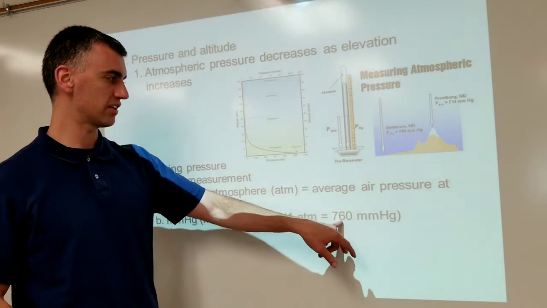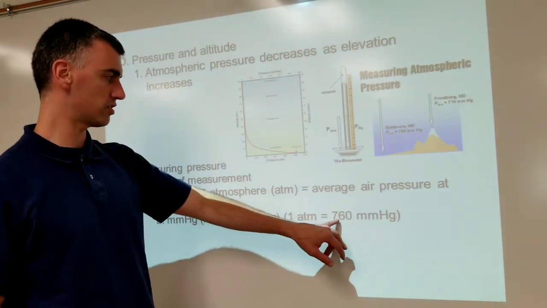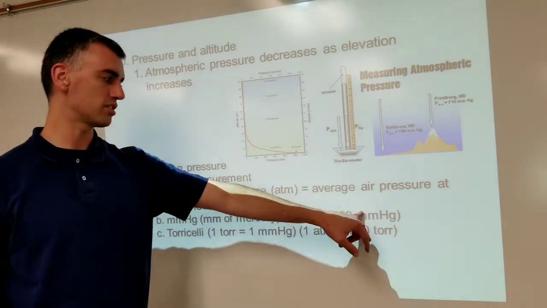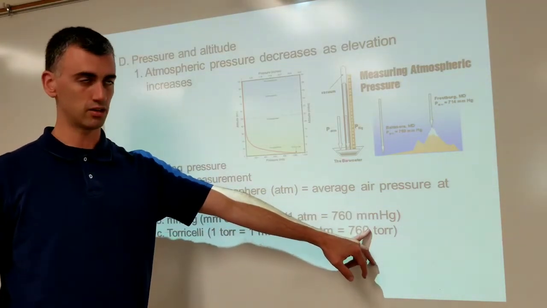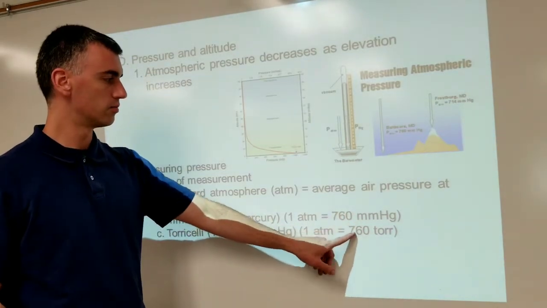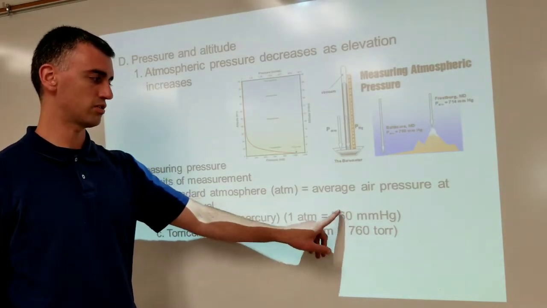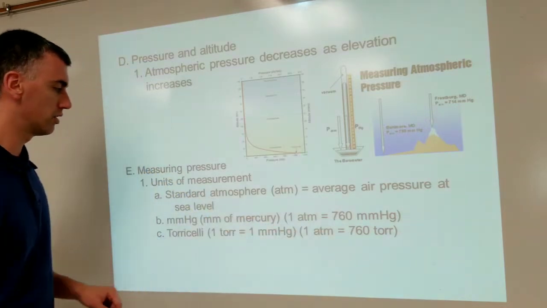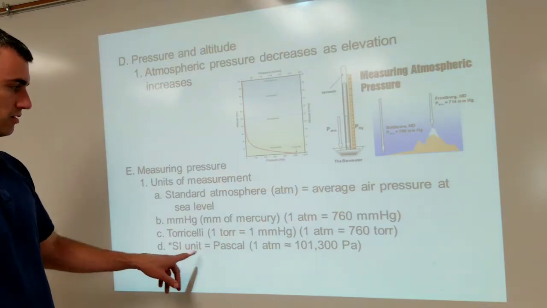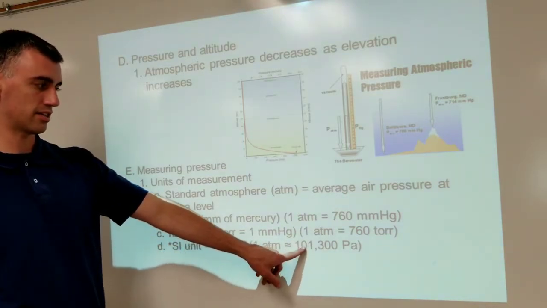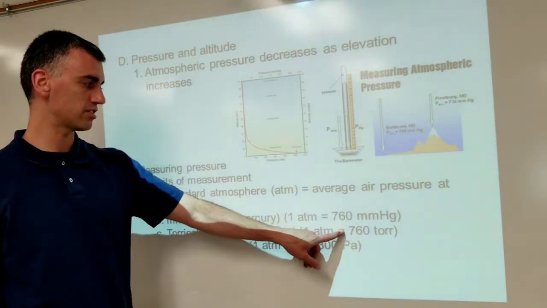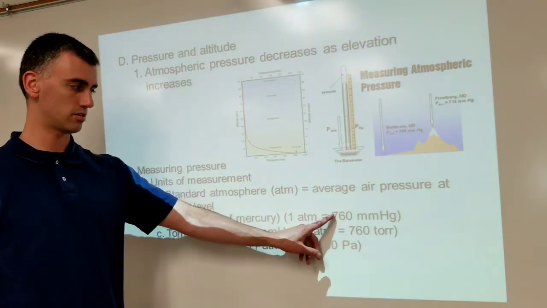Now you saw torr earlier. One standard atmosphere is 760 torr, which is actually the same as this, millimeters of mercury. These two measurements are equal. Regardless of the name, these are equivalent units, the same number. The SI unit, the pascal: 101,300 pascals. You'll notice this is a 4 sig fig number, as opposed to these, which are considered infinite sig figs because they are definitions.